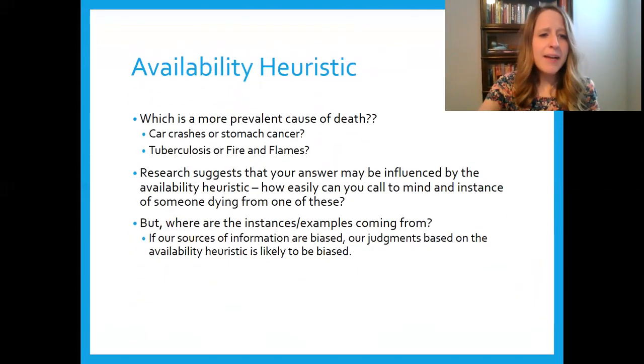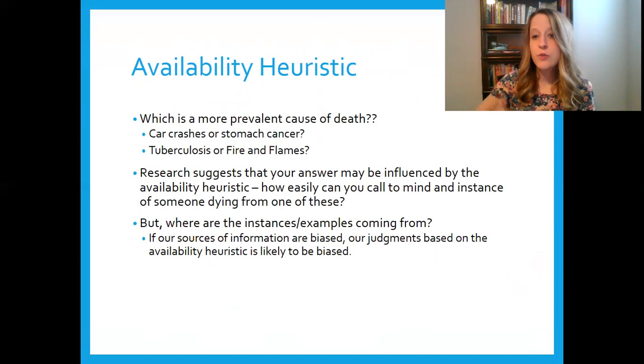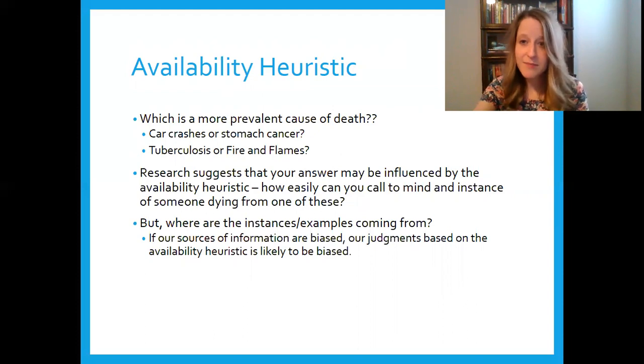Now, we can imagine how this could be problematic if the accessibility of information in memory is not due to its truth, prevalence, or likelihood. If instead the accessibility of information is biased in some way, then the judgments based on the availability heuristic will be flawed. So think about our question here. Which is a more prevalent cause of death? Car crashes or stomach cancer, tuberculosis, or fire and flames?